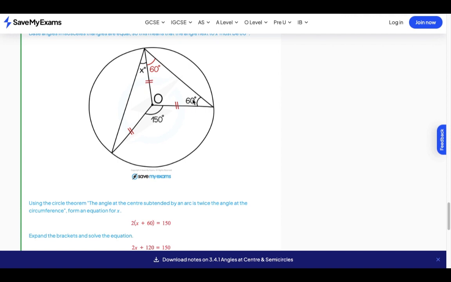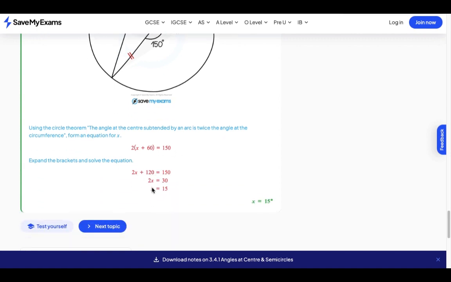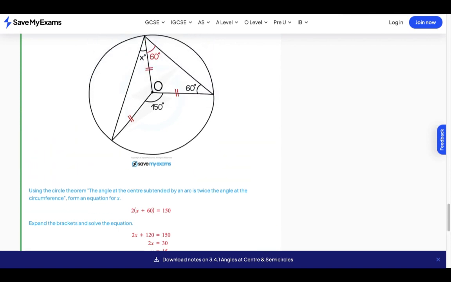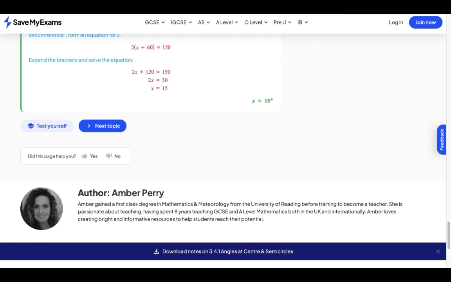See, here is 60. Here must be 60. Likewise here, it will be 60. And here is 75. Okay, 75 minus this, you get 15. That's how they found X to be 15 degree. Whichever method anyone uses, X must be 15 degree. Okay?